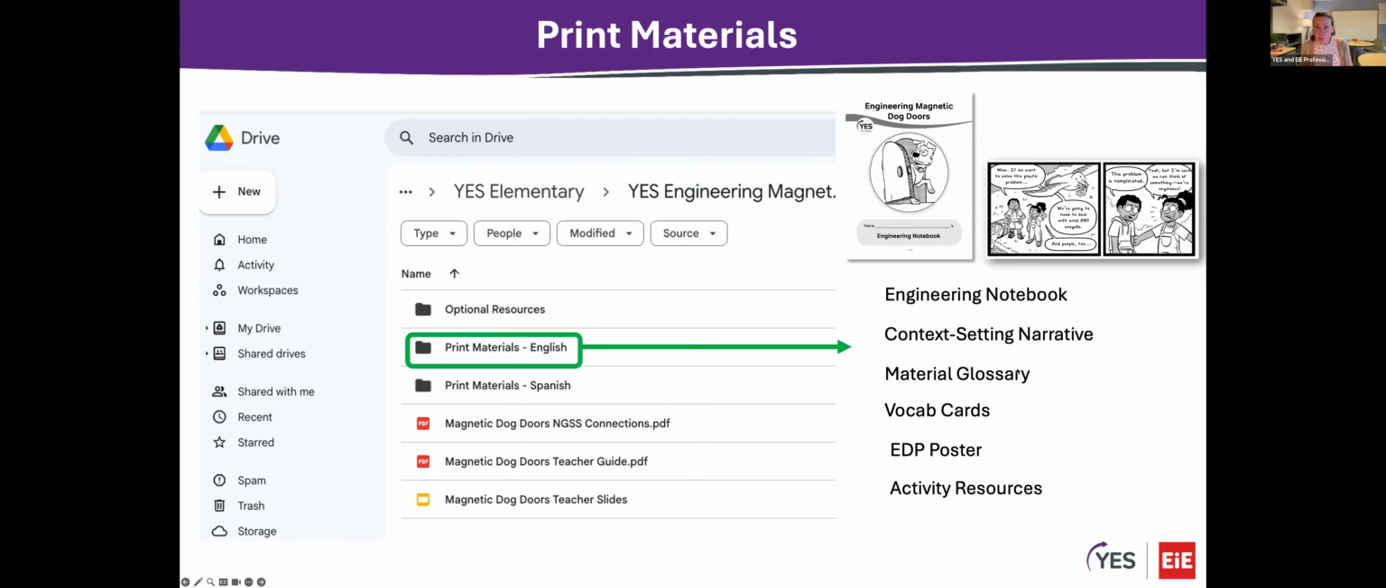Just to kind of give you a little tour through this Google folder. In our print materials for English, just some of the resources you'll find in there is the engineering notebook, the context setting narrative, your comic book for some of our older grades. When you're in the younger grades, we have more storybook slides, material glossaries, those vocab cards, an engineering design poster, and a lot of other resources for each individual activity.